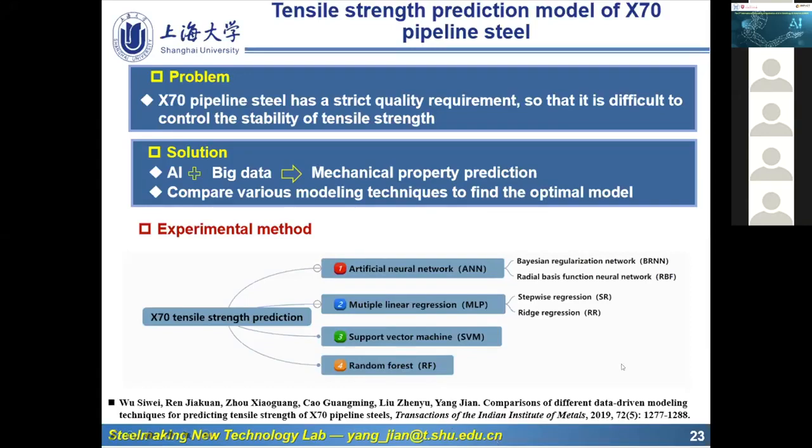And this time we use 6 models. The first one is the Bayesian regulation network. The second one is the radial basis function neural network. The third one is the stepwise regression. The fourth one is the ridge regression. The fifth one is the support vector machine. The sixth one is the random forest.